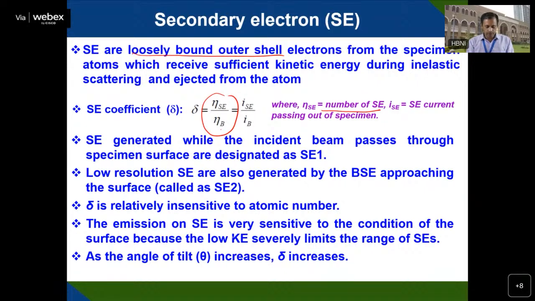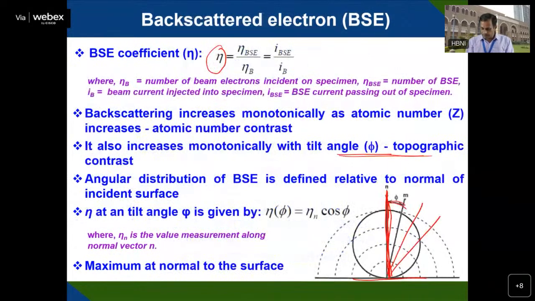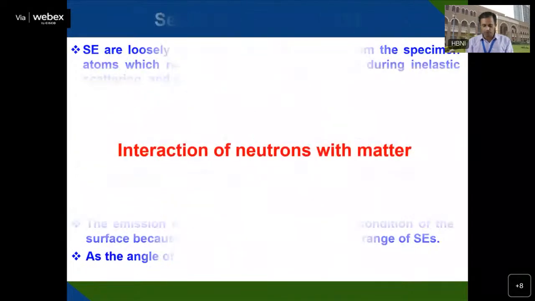Here, the emission of secondary electrons is very sensitive to the condition of the surface, because low kinetic energy severely limits the range of secondary electrons. For secondary electron generation you need high kinetic energy electrons. If you have low kinetic energy, it is difficult to generate secondary electrons. In that case it depends upon the surface of the material. Mainly the tilt angle: if you increase it, the secondary electron generation will decrease. You can see that if the angle decreases, the secondary electrons will be fewer. In this case, the secondary electron yield is quite high.